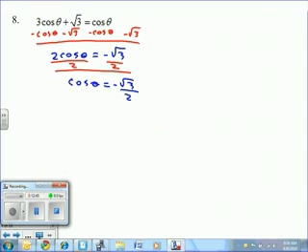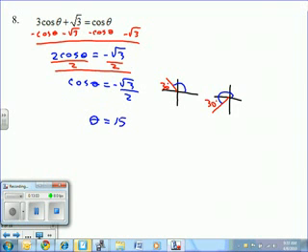And then we draw our pictures again. So where is cosine negative? 2 and 3. And where does it equal square root of 3 over 2? 30 degrees. That's your reference angle. So then we have 150 and 210.